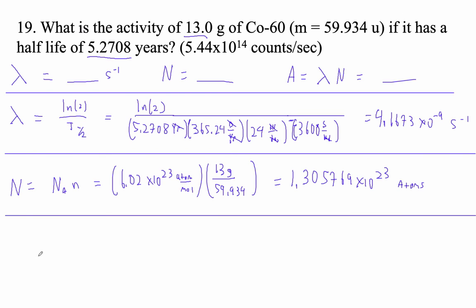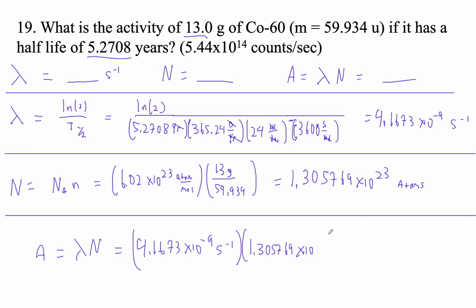Are you guys ready? This is the exciting moment. Our activity is just going to be the decay probability times the number of nuclei. So it's going to be 4.1673 times 10 to the minus ninth seconds to the minus 1. That's the probability per atom. And boy, you got a lot of atoms at 1.305769 times 10 to the 23rd atoms. That's going to be a lot of decays. So that times that, and I get that the answer is 5.44 times 10 to the 14th counts per second.